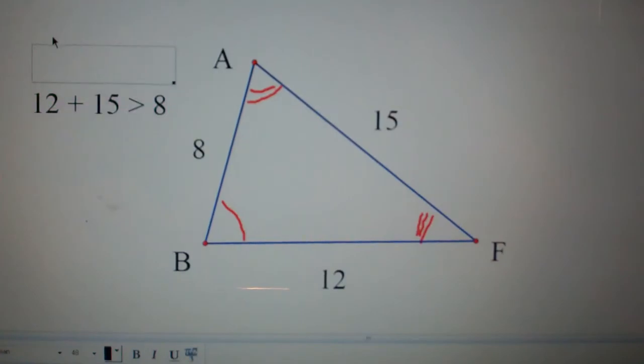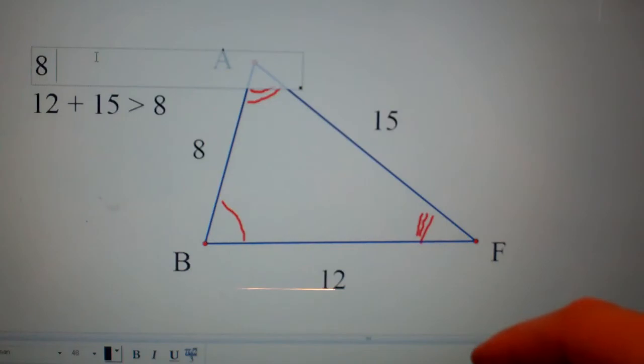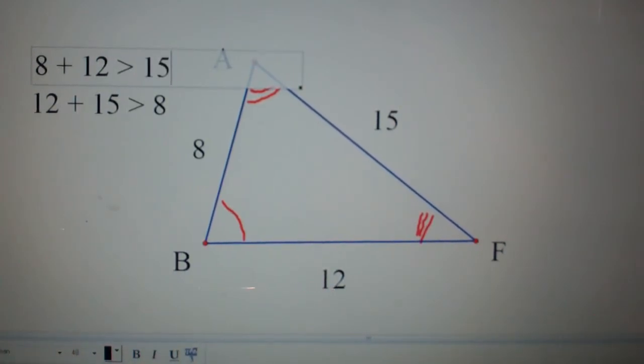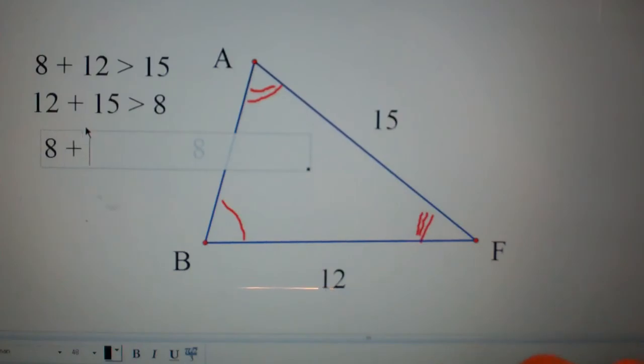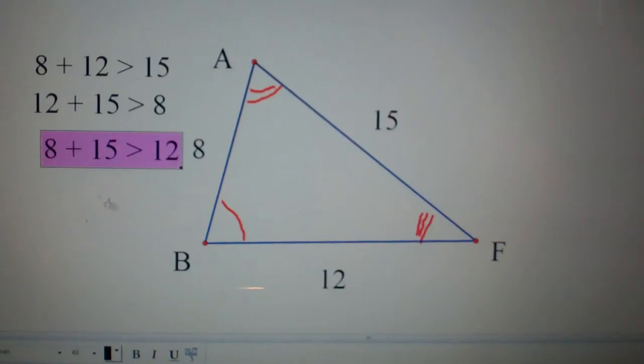Let me write out the other two as well. So we have 8 plus 12 is greater than 15. And then lastly, we have 8 plus 15 is greater than 12. Okay. So these three statements must be true in order for this to be a triangle.